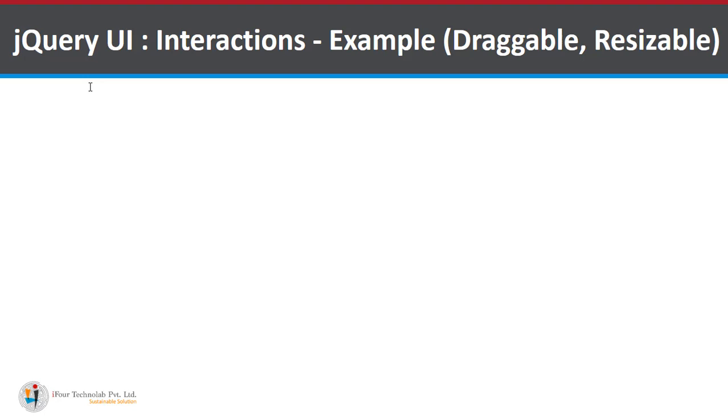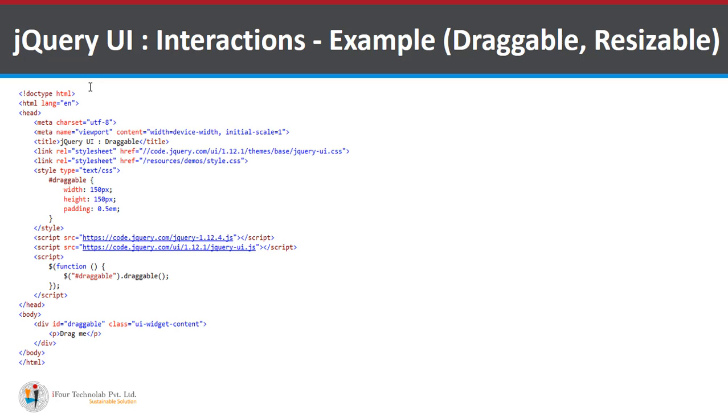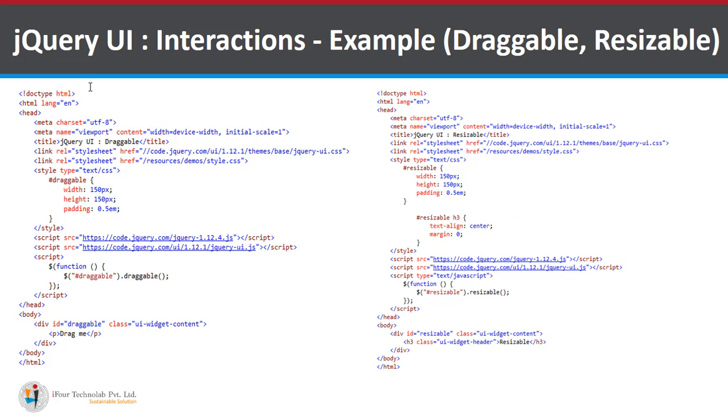This is an example of draggable and resizable. The left side figure shows the draggable example and the right side figure shows the resizable example. Have a look at this. Syntax for draggable is $('#div_id').draggable(). Syntax for resizable is $('#id').resizable(). See the slide for the example.